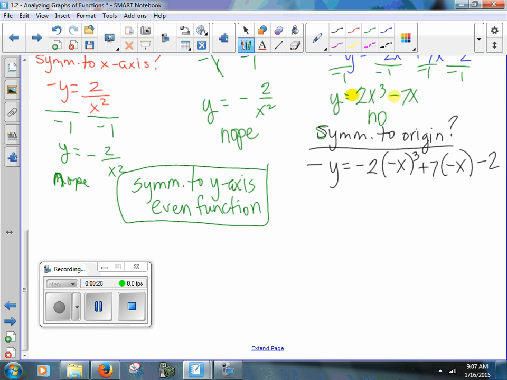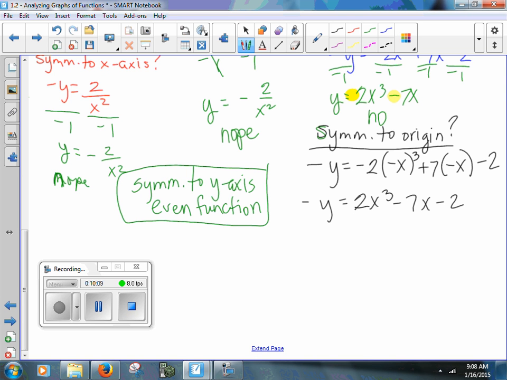Negative y. We'll simplify all of our x terms. What is negative x to the third power going to end up being? A positive or a negative? What is negative 2 times negative x cubed? What did I just say? I did say positive 2. So a negative times a negative is a... positive, right? Okay. Positive 2x cubed. What's positive 7 times negative x? Negative 7x minus 2. Is that right? Was that the original? No.